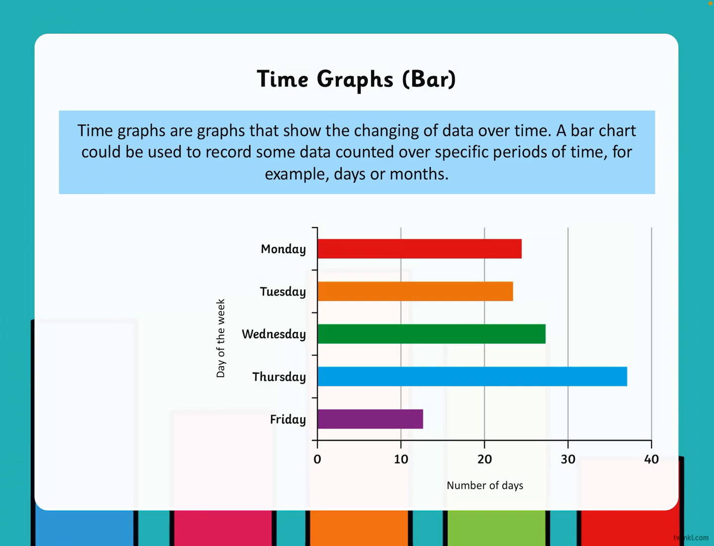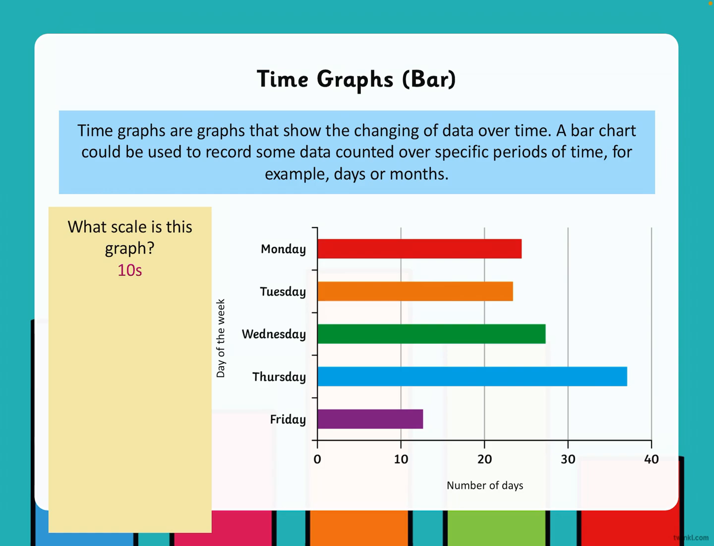Another type of bar graph is time graphs. Now time graphs are the same as bar graphs, except they're almost like flipped on the side. So you can see that the scale is now at the bottom and the categories are now at the side. And we use time graphs to show data over a period of time. So here we can see they've got the number of days and the days of the week.